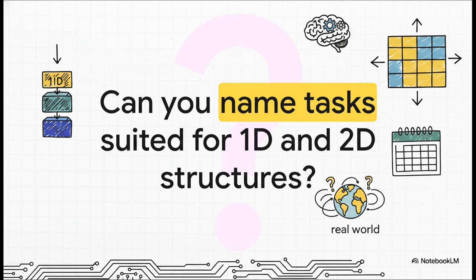Which brings us to our exit ticket. Take a look at the real world around you today. Can you come up with your own original scenario perfectly suited for a 1D list, and maybe another scenario that's practically begging for a 2D structure? Try to visualize the rows, the columns, and the dynamic changes in your own everyday life.